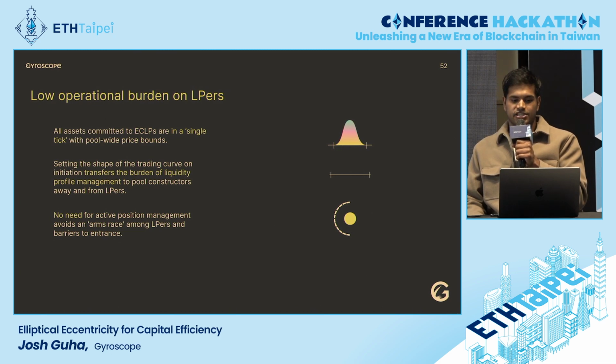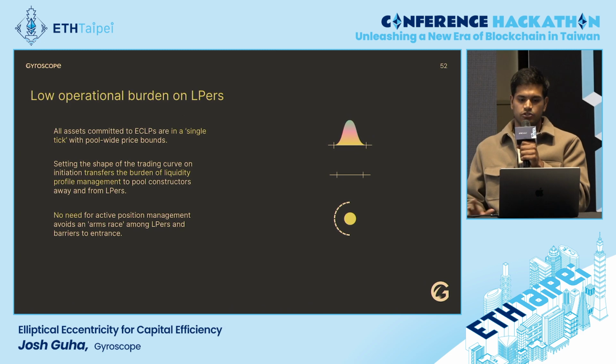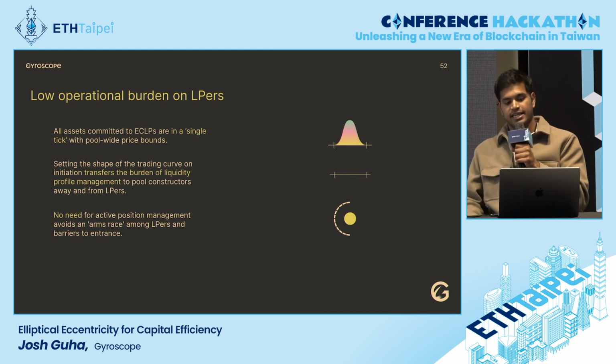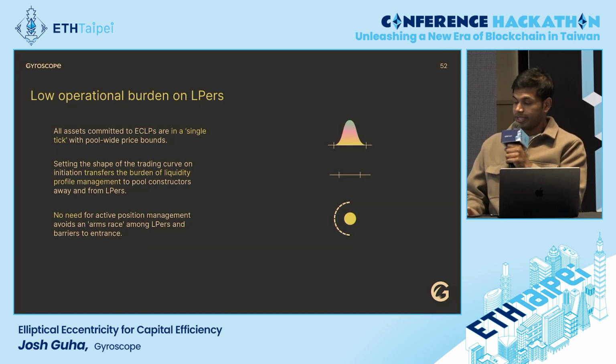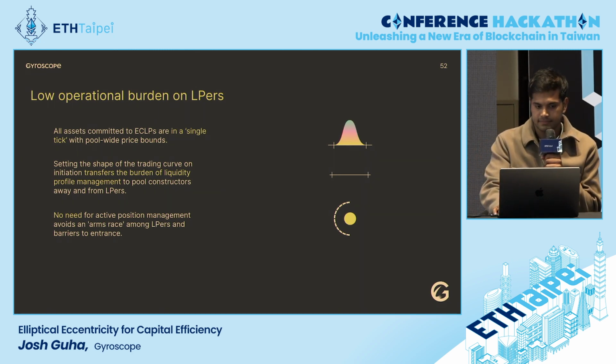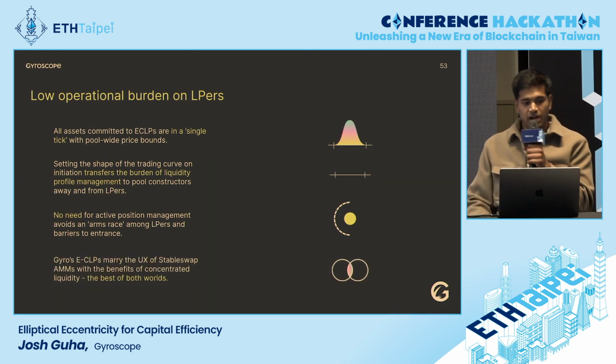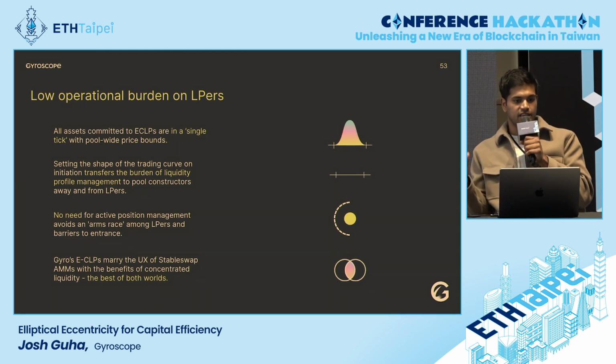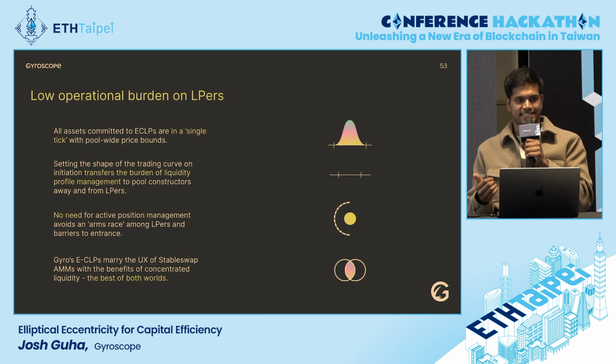And this may be great for sophisticated market makers, but for most DeFi users, it's not really practical. No need for active position management avoids this arms race between liquidity providers as they scramble to update and optimize their positions with new market information. This also reduces the barrier to entry for liquidity providers. Just join on our Gyro UI and let the ECLP do the rest. So Gyroscope's ECLPs marry the user experience and simplicity of stable swap AMMs with the benefits of concentrated liquidity of Uniswap's v3, the best of both worlds.